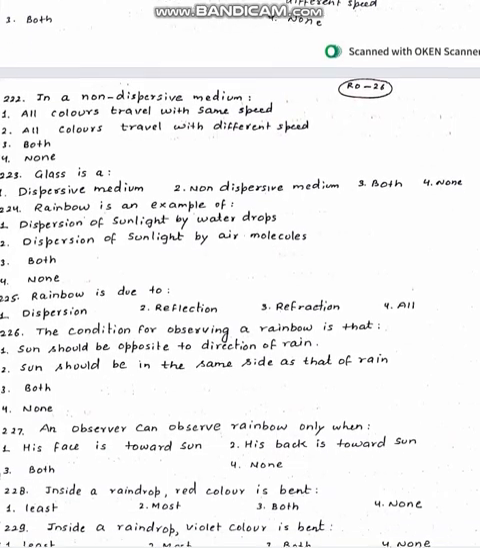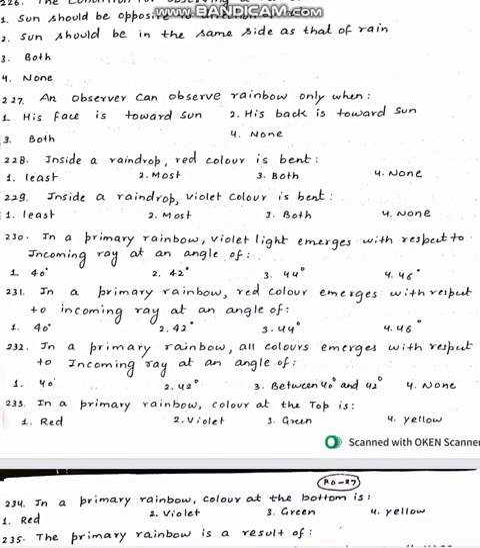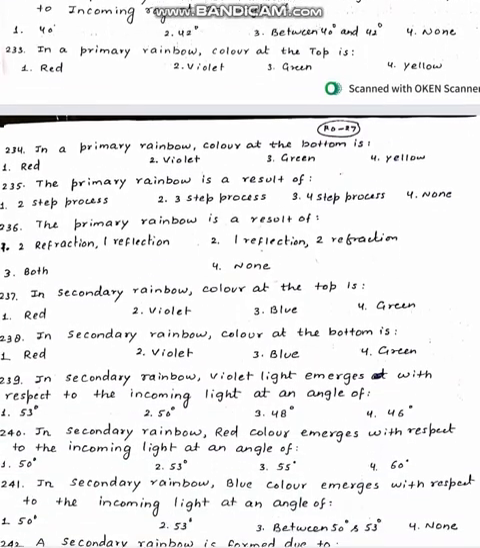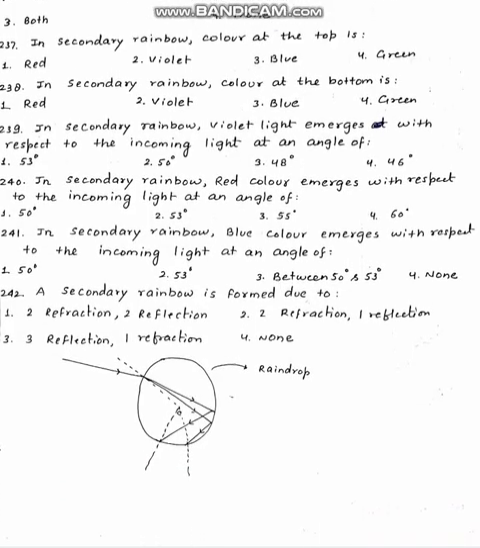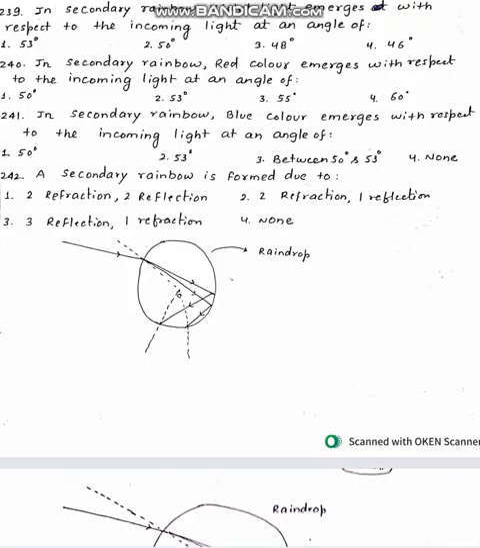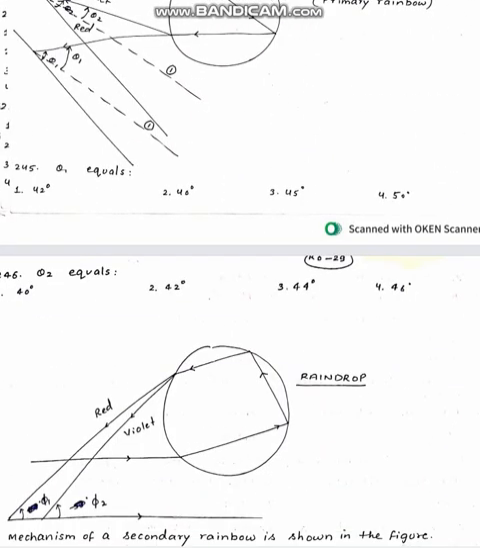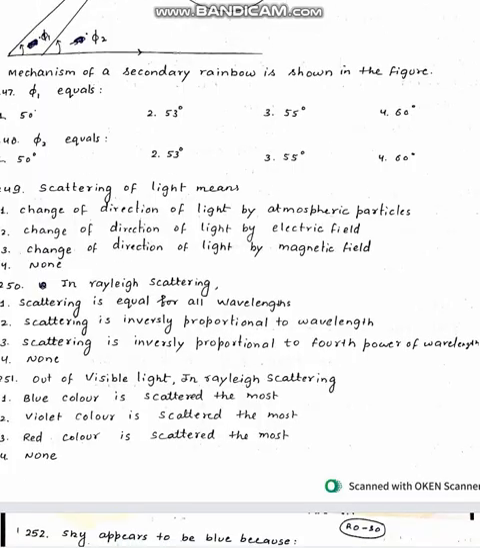Then we have the concept of rainbow. Then conditions for observing rainbow. Then we have primary and secondary rainbow concept. The concept of primary rainbow, secondary rainbow, which color emerges first, which is last, order of colors, example of raindrops. Then we have questions based on primary, secondary raindrops, angles, Rayleigh scattering, non-Rayleigh scattering.